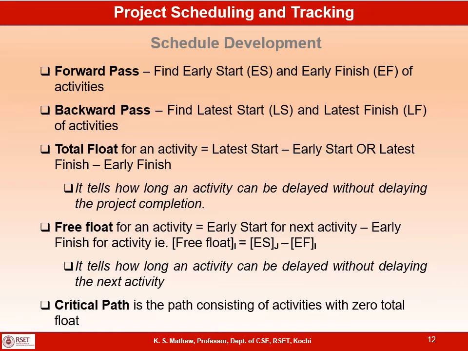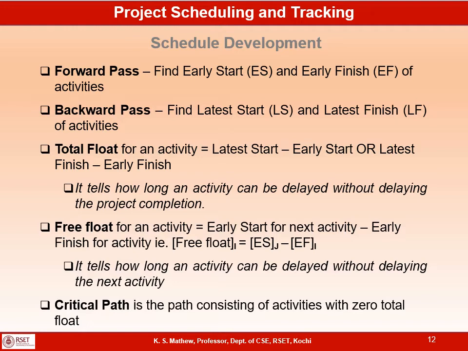Now there is another concept called free float of an activity, which is the early start of the next activity minus the early finish of the current activity. Free float of I will be early start of J minus early finish of I. So this free float indicates how long an activity can be delayed without delaying the next immediate activity. That is what is called free float.